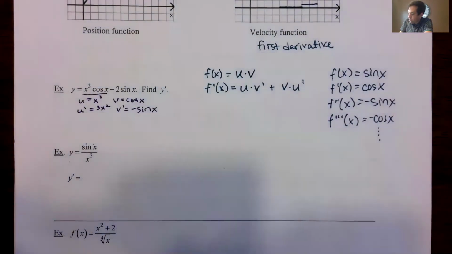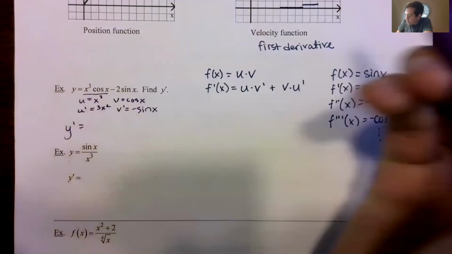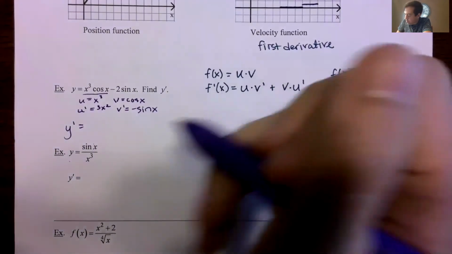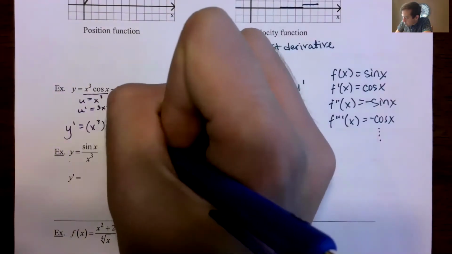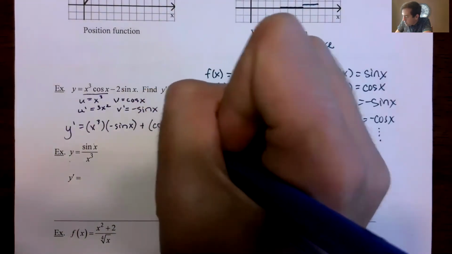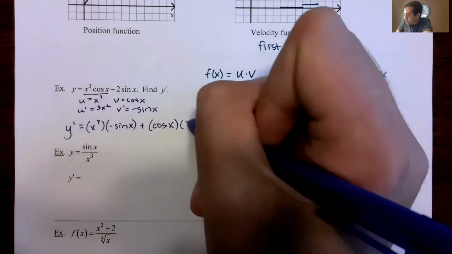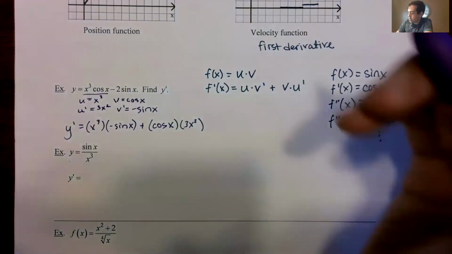And then we're going to do the product rule. So now we can write that y prime equals u times v prime plus v times u prime. Okay, so that's the first two terms. And if you switch u and v, you'll get the same answer, but the terms will just be switched around.